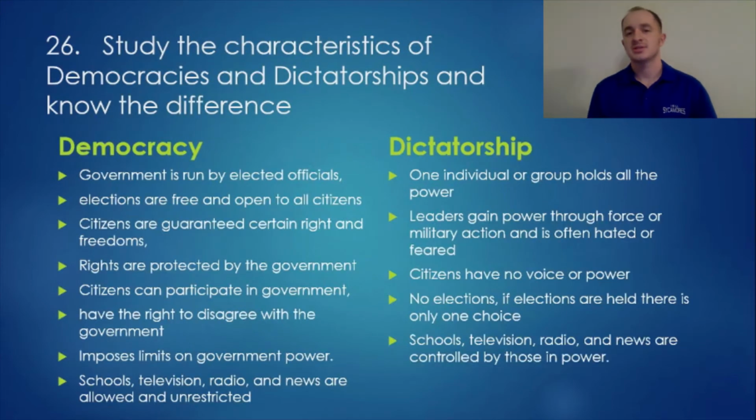Okay, number 26, study the characteristics of democracies and dictatorships, know the difference. And so on here I have our list of democracy characteristics and dictatorship characteristics. A reminder that you can use the Kahoot that goes over democracy and dictatorship. So on the test, you're going to need to know at least 5, and you may use one example. So democracy, we have government is run by elected officials. Elections are free and open to all citizens. Citizens are guaranteed certain rights and freedoms. Rights are protected by the government.